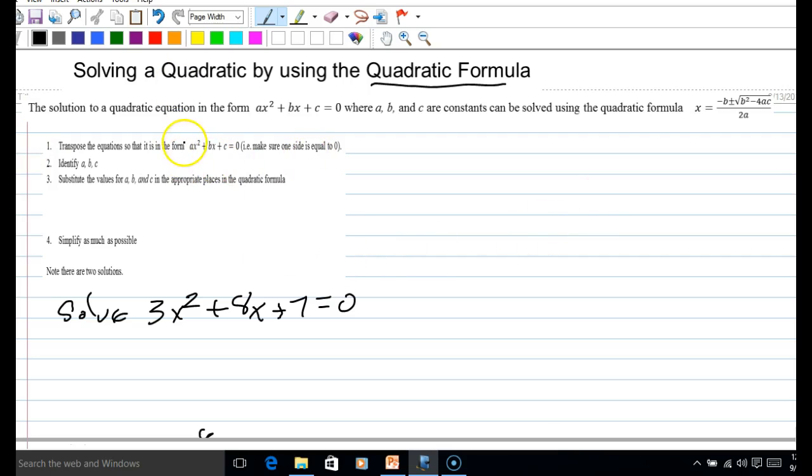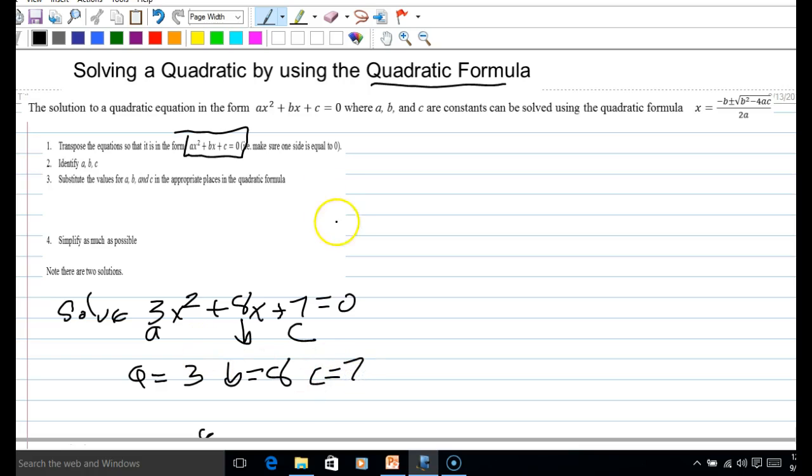So let's review the steps. In order to utilize the quadratic formula, the equation must be written in the form ax squared plus bx plus c is equal to 0. And it is. This is a, this is b, and this is c. So a is equal to 3, b is equal to 8, and c is equal to 7. So I've identified a, b, and c.